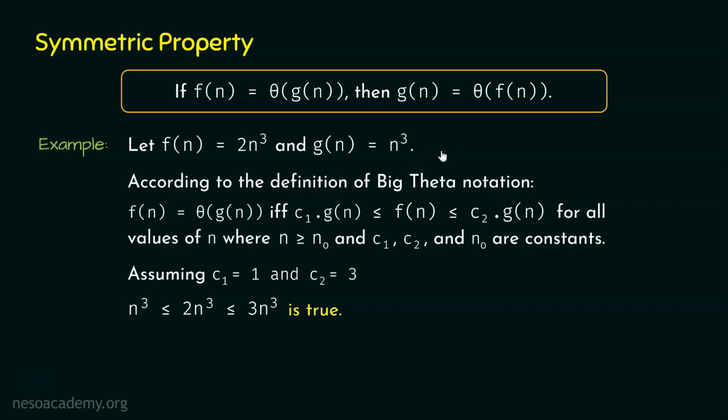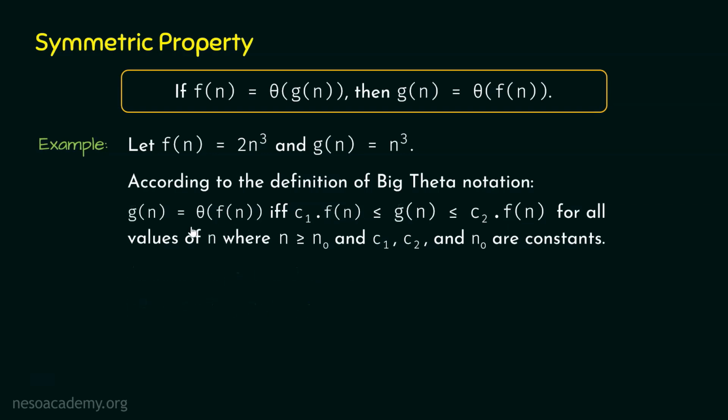Now the definition will also change. In place of Fn, we will have Gn everywhere, and in place of Gn, we have Fn everywhere. So the new definition will be Gn equal to theta of Fn if and only if C1 times Fn is less than or equal to Gn and Gn is less than or equal to C2 times Fn for all n greater than or equal to n naught where C1, C2 and n naught are constants.